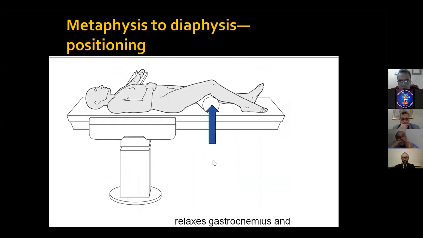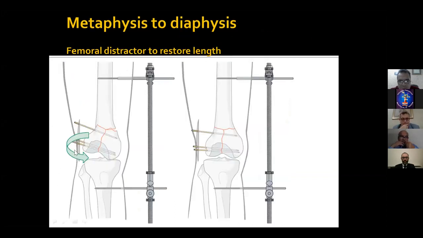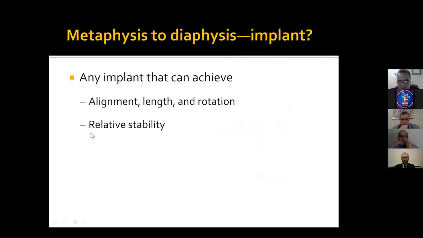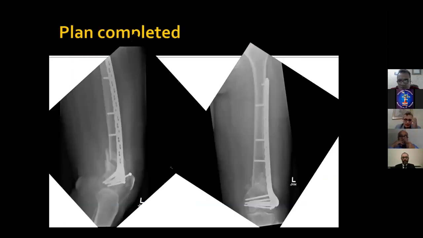And then we do the reduction of the metaphyseal component using traction and joysticks. And we slide the plate like this. And this is what we end with. I hope this answers the question.